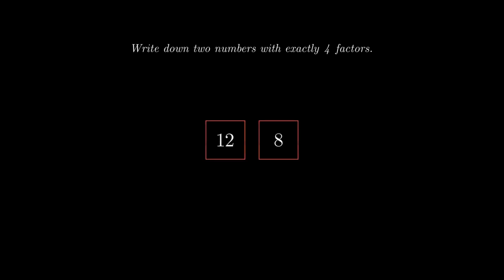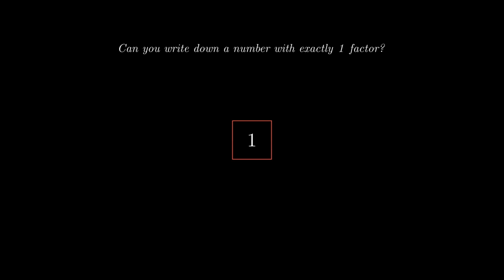Here are 4 more examples so that you really get what I mean. 1. Write down 2 numbers with exactly 4 factors. Now 2 with exactly 3 factors. Now 2 more with exactly 2 factors. Can you write down a number with exactly 1 factor?